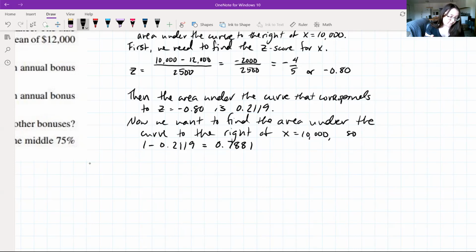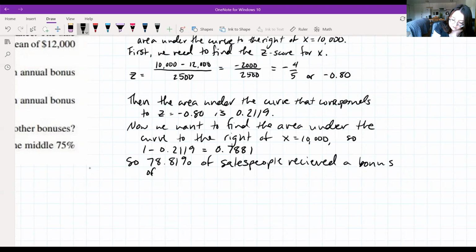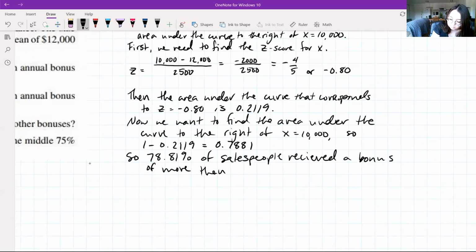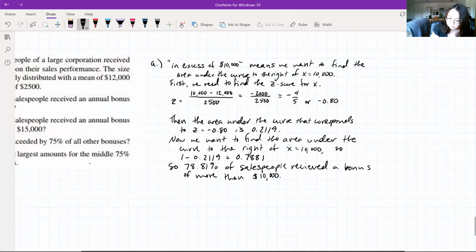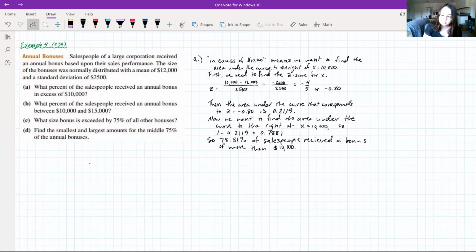All right, so we found this value. Then we can say, so 78.81% of salespeople received a bonus of more than $10,000. So that would be our value in this case.